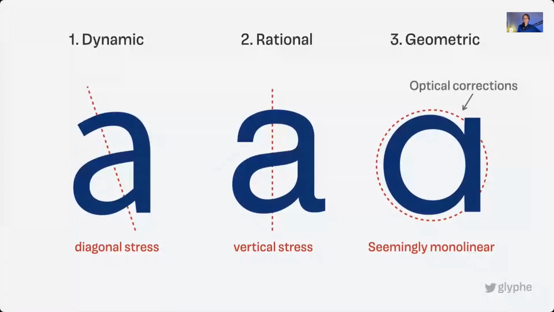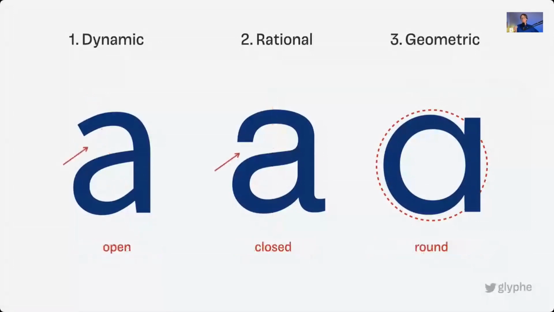What is also very interesting about this form model is how the shapes are opened. In the dynamic form model, which a lot of people also call the humanist form model, because it derives from that, you have open apertures. With the rational form model, you have closed apertures. You see that the stroke is closing, and the aperture, or the counter, the shape inside the letter, is not opened to its surrounding. And in geometric, you have more or less, surprise, round shapes. So let's take a closer look.